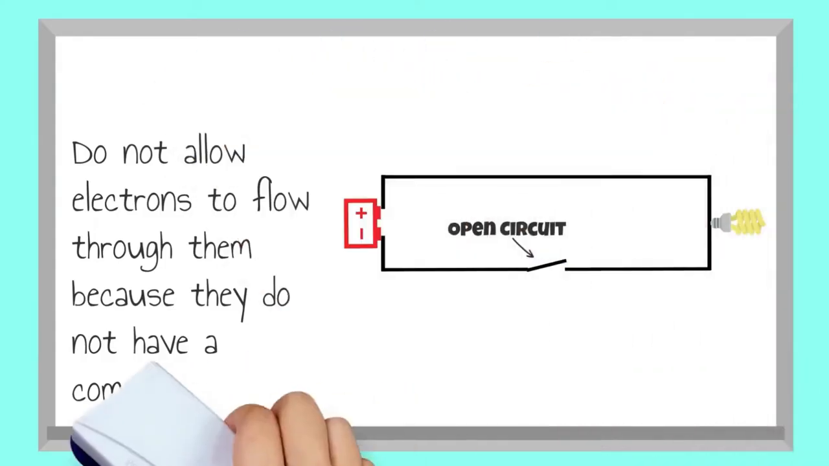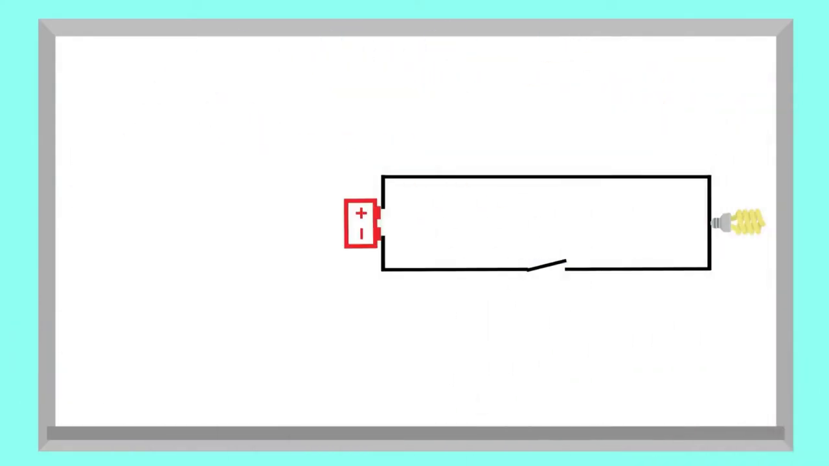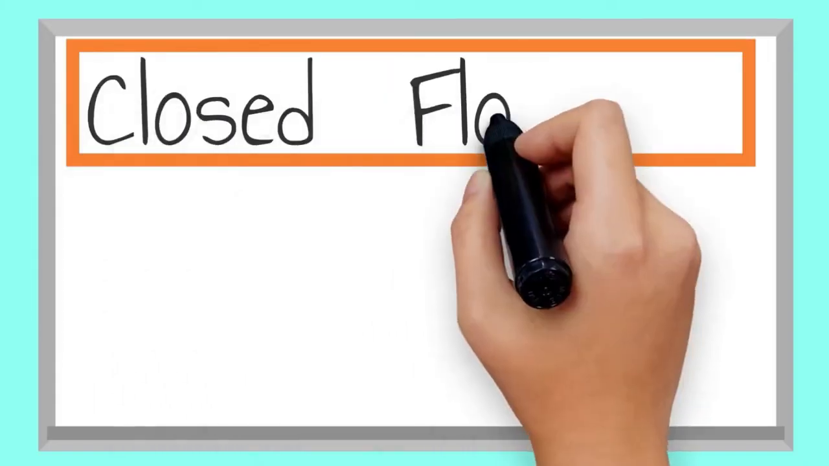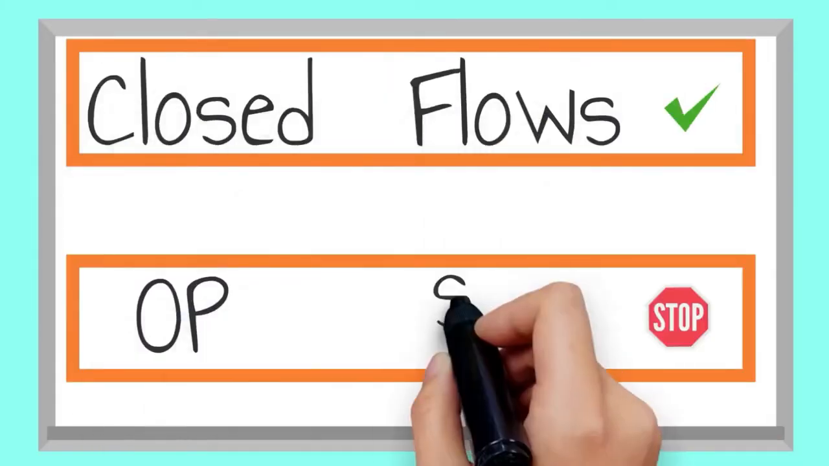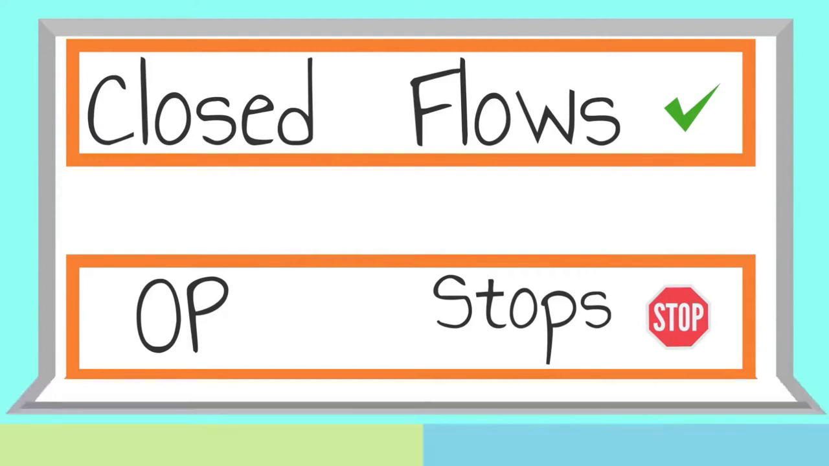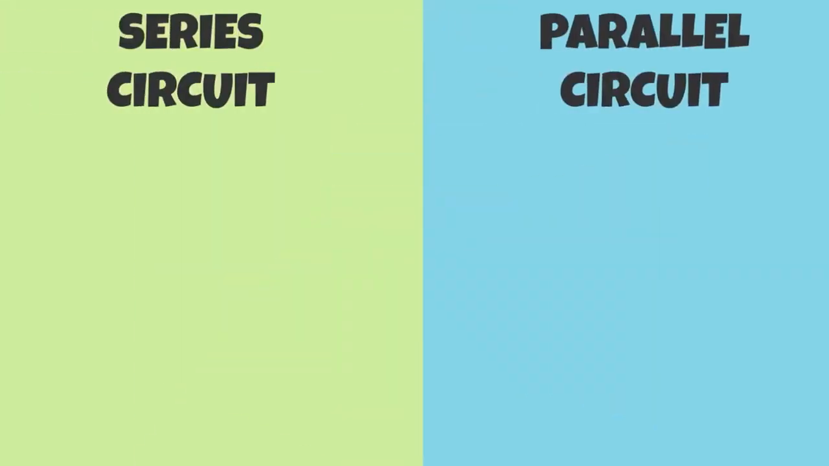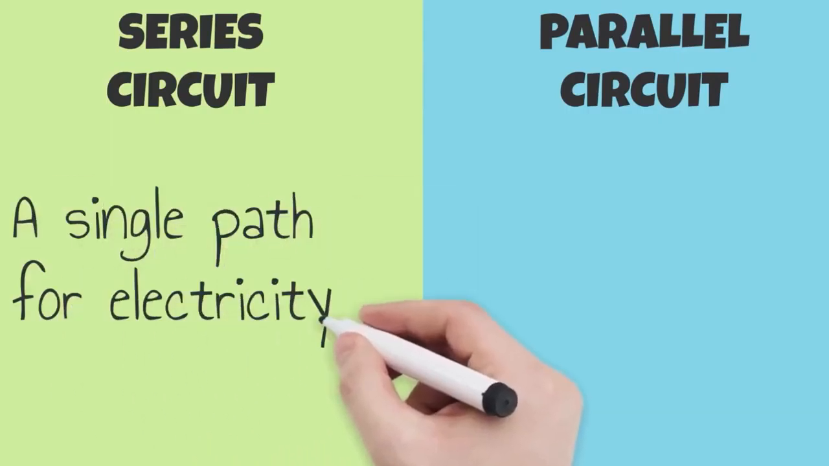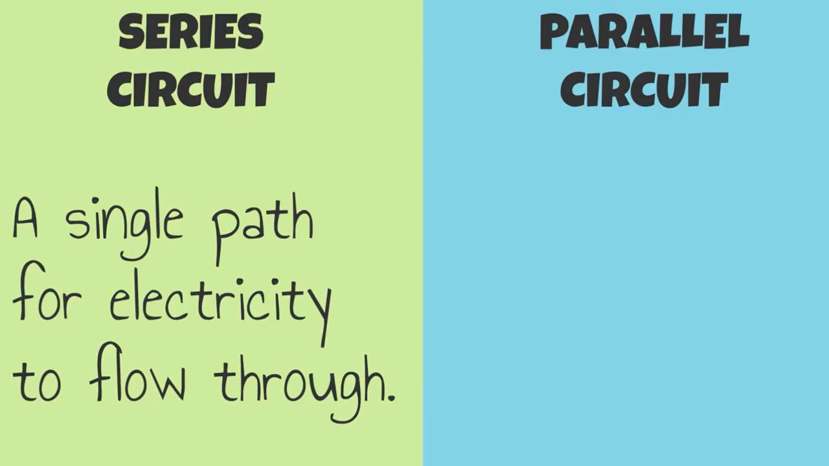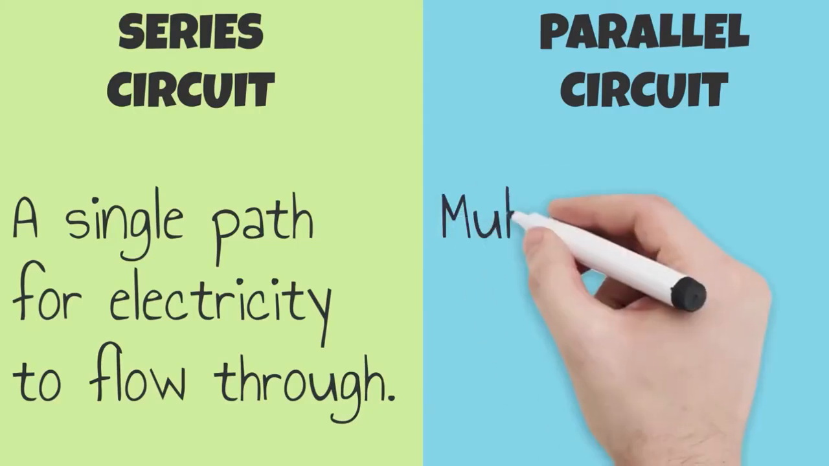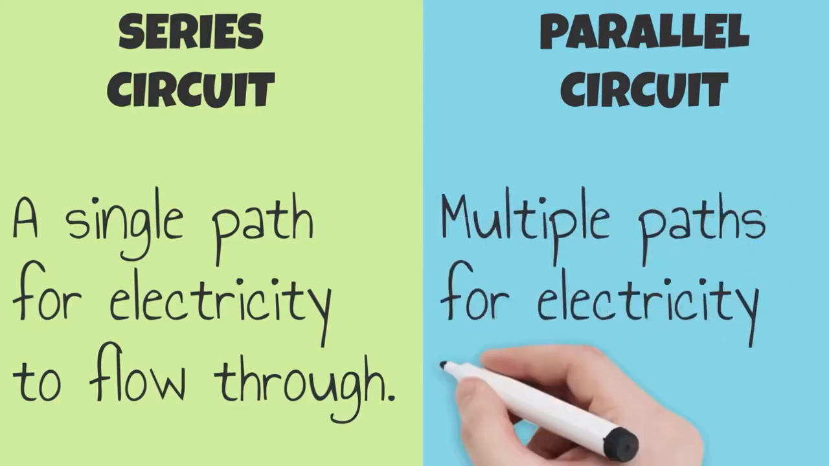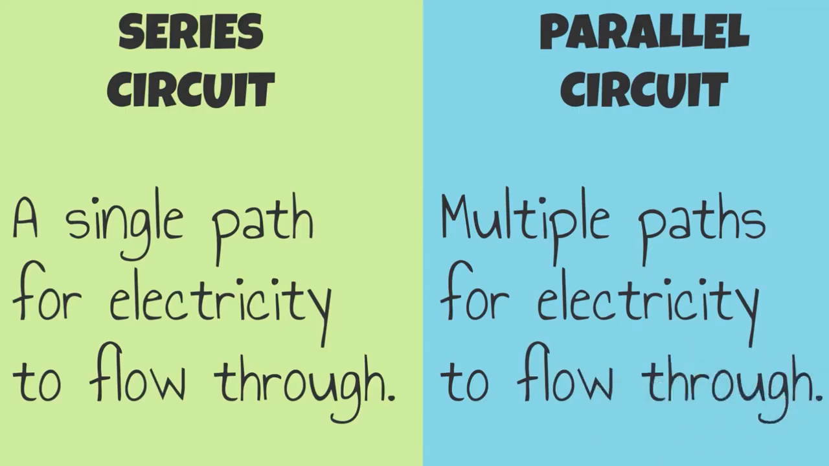An easy way to remember open and closed circuits is by using the rhyme: closed flows and open stops. There are two types of circuits, series and parallel. Series circuits have a single path for electricity to flow through. Parallel circuits have multiple paths for electricity to flow through.